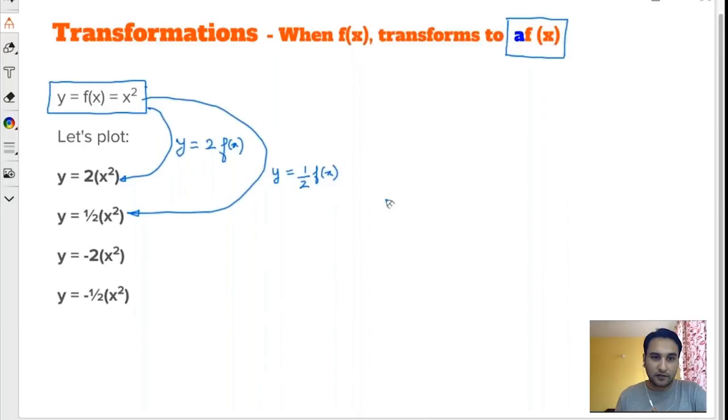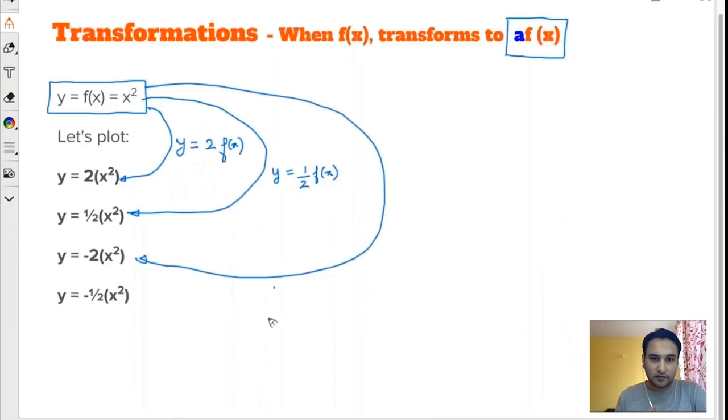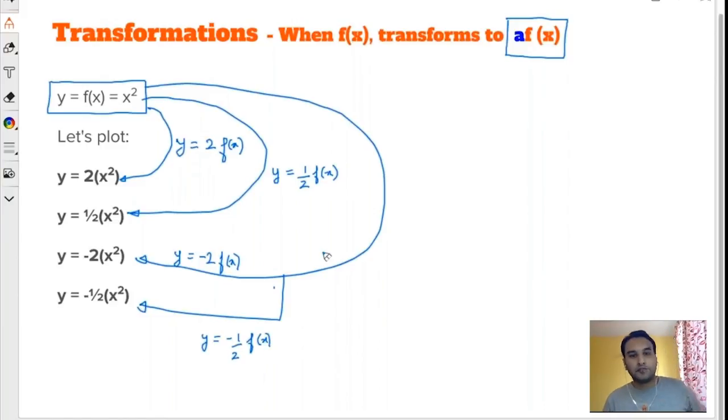Similarly, what are these? This is minus 2 times fx, and this is minus half times fx. Just for the sake of example, basically, just to illustrate that all these cases are a times fx cases. Now let's see what happens. Now this is very, very important stuff. Let's see what happens here.